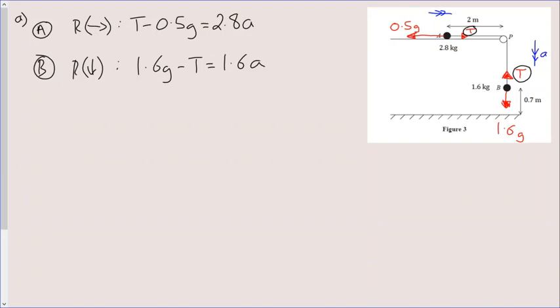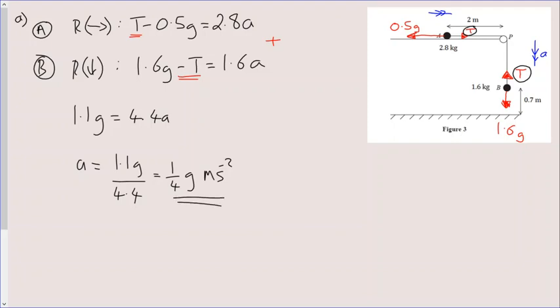So I've got negative T here, positive T here, so we would typically add the two equations together. That's going to give me 1.1 G is equal to 4.4 A. So the acceleration is 1.1 G over 4.4. I see that as a quarter G, so it's going to be a quarter G meters per second squared. Now I could evaluate that and then give the answer at either 3 significant figures or 2 significant figures.